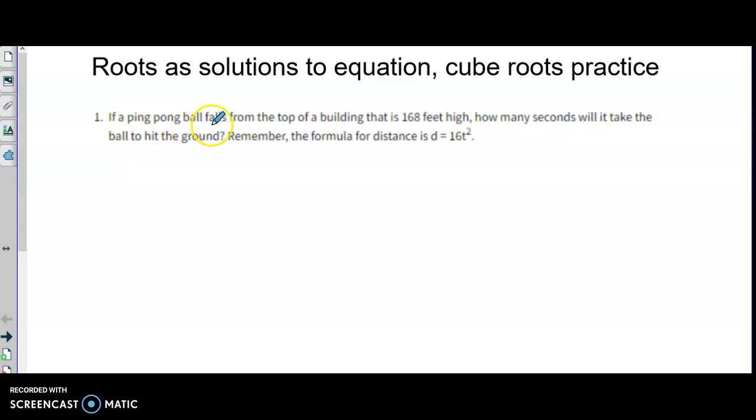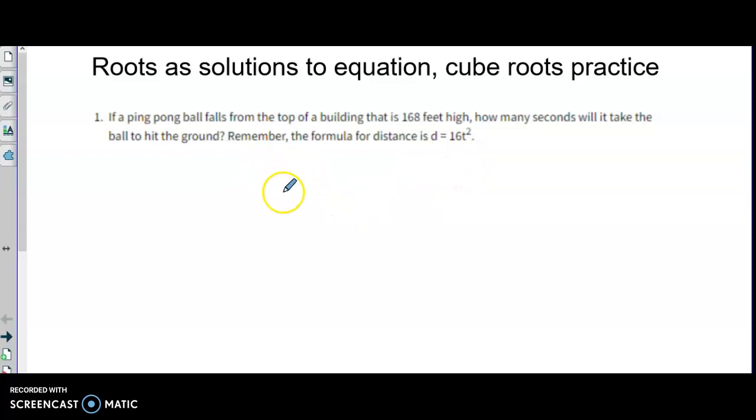If a ping pong ball falls from the top of a building that is 168 feet high, how many seconds will it take the ball to hit the ground? Remember, the formula for distance is d equals 16 times t squared.